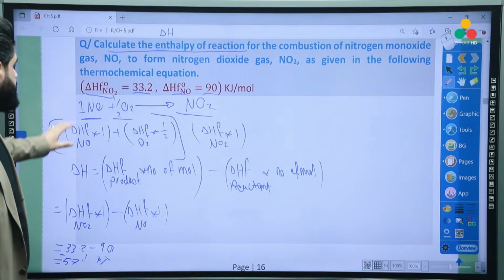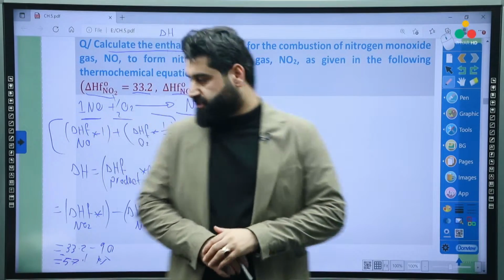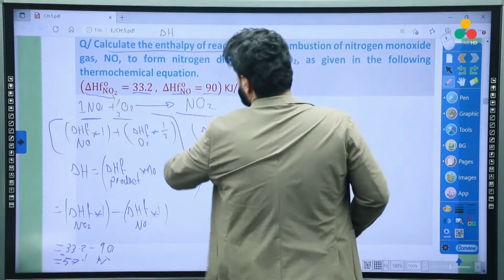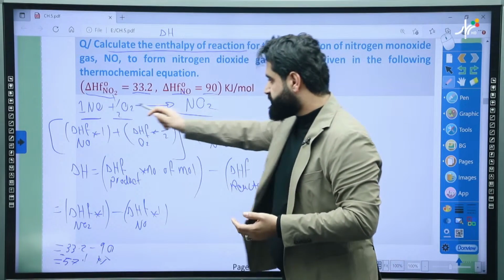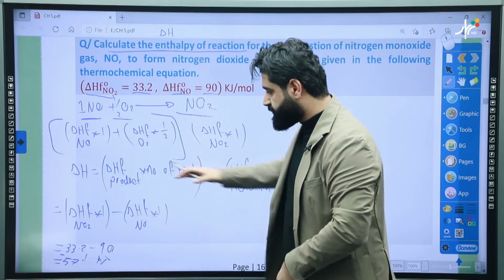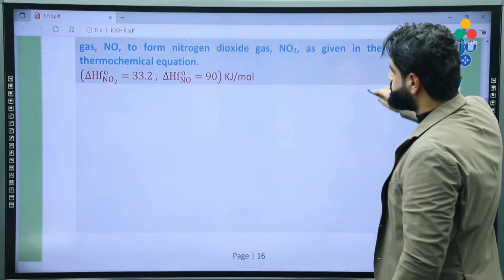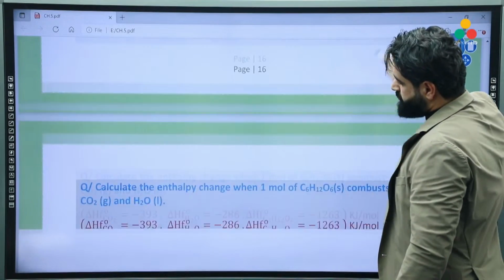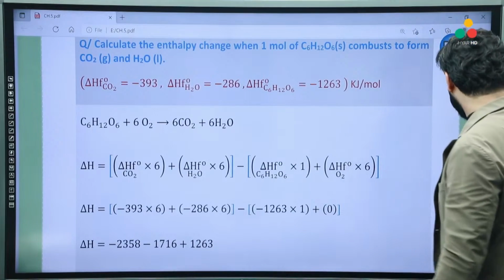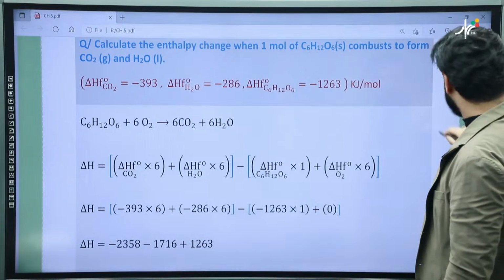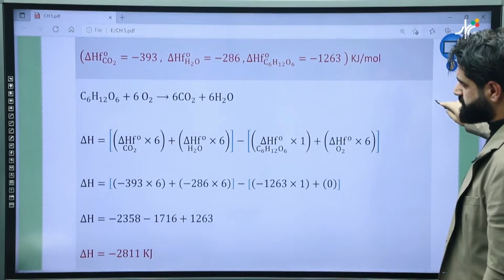So it's delta H for the combustion of nitrogen monoxide in a sufficient amount of oxygen. First step, you have to write the balanced equation, then substitute delta H of for each individual component, then write the equation formula and use your calculator. Another one. It's solved by itself, so how can I zoom out? No problem, like this. Okay, it's good.